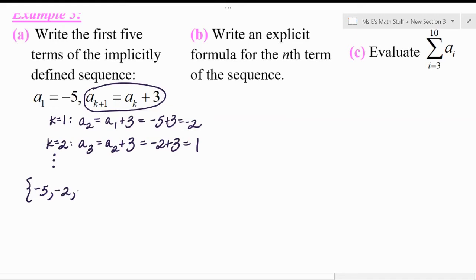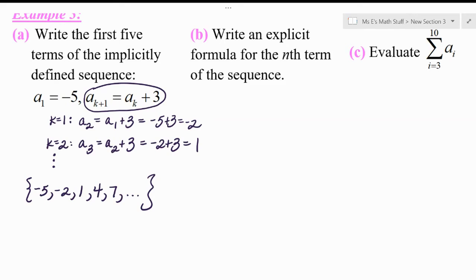So if I just keep adding 3, I'd get 4, and then 5. So I'll add 3 again, and then indicate that it could keep going that way, and practice using those beautiful braces. All right, let's see.